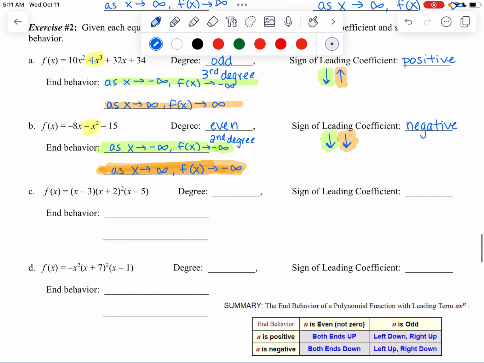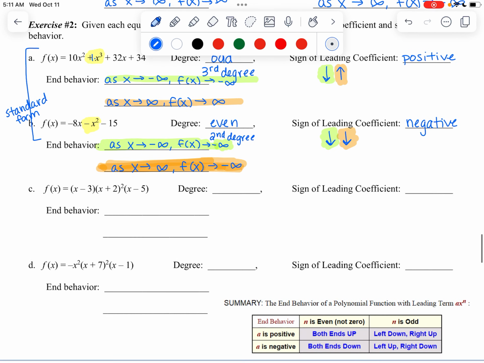Okay, and then for these last two, I had you pause and not start them yet because this is a little bit different in the way the polynomial equation is being given to us. Now we're looking at a factored form of our polynomial. So here, A and B were both standard polynomial form. Well, not exactly, but we could have written them in standard form, right? f of x in part a would have been x cubed plus 10x squared plus 32x plus 34. And then f of x in part b would have been negative x squared minus 8x minus 15. So we could have written them in standard form.